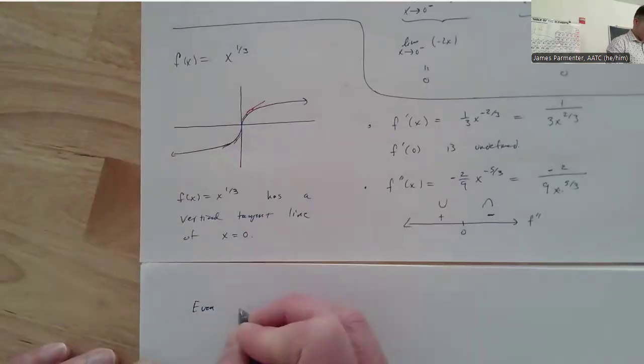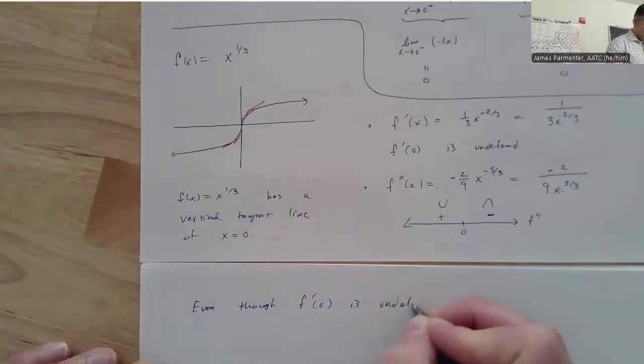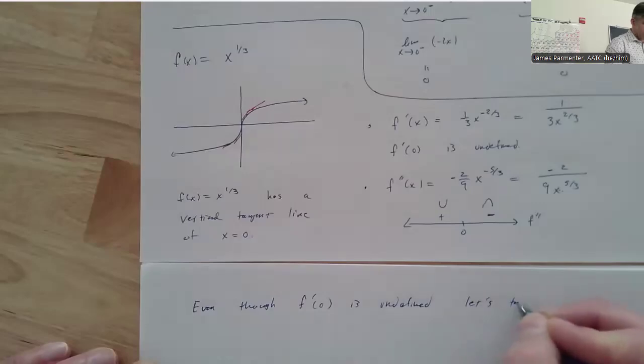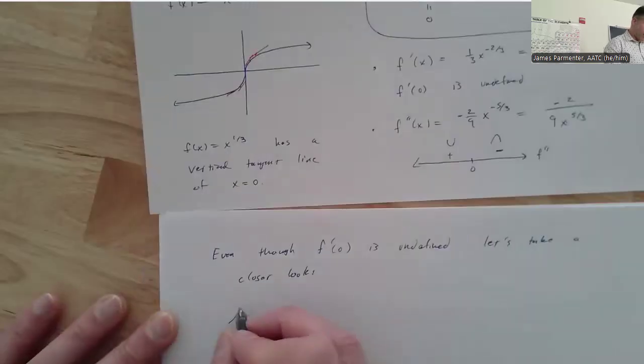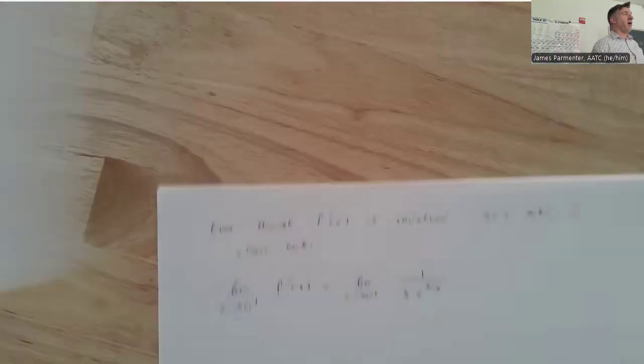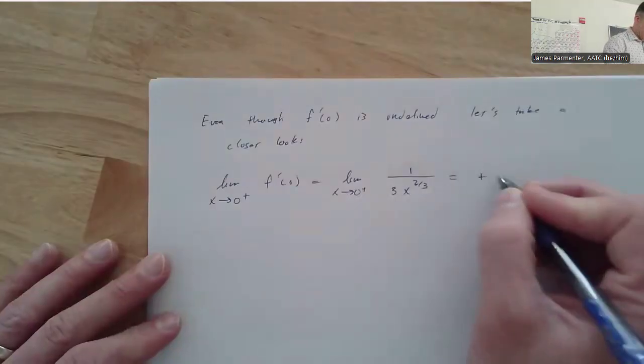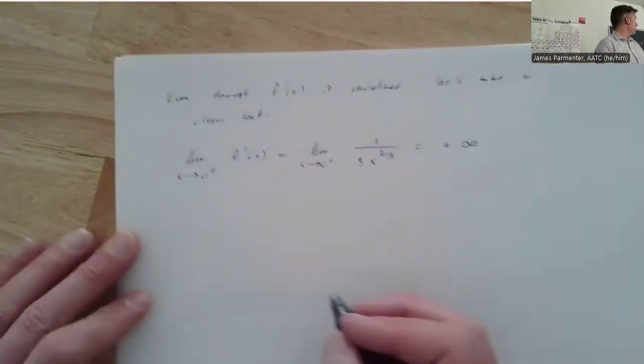even though f prime of 0 is undefined, let's take a closer look. If we look at the limit as x approaches 0 from the right of f prime of x, it's the limit as x approaches 0 from the right of 1 over 3 times x to the 2/3. And that x to the 2/3 is always going to spit out a positive result, right? X squared, positive, doesn't matter what you do after that. It's always positive. So this is going to be a positive infinity, because we're dividing by 0.